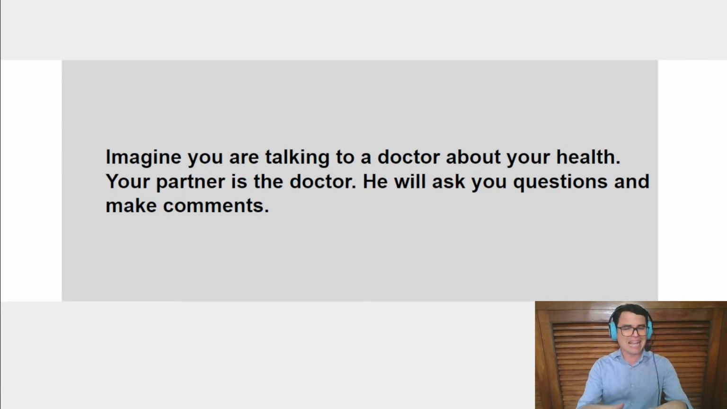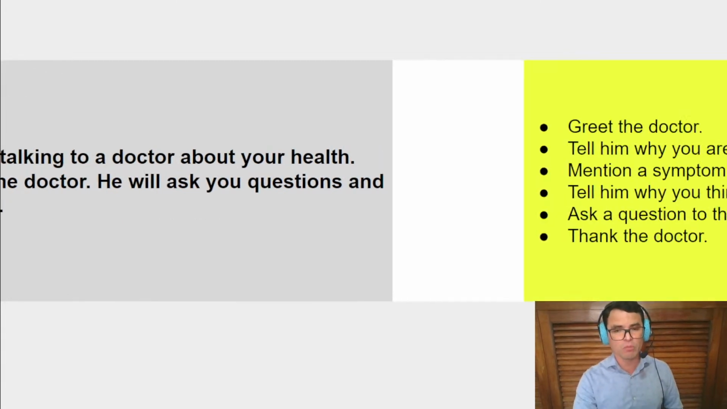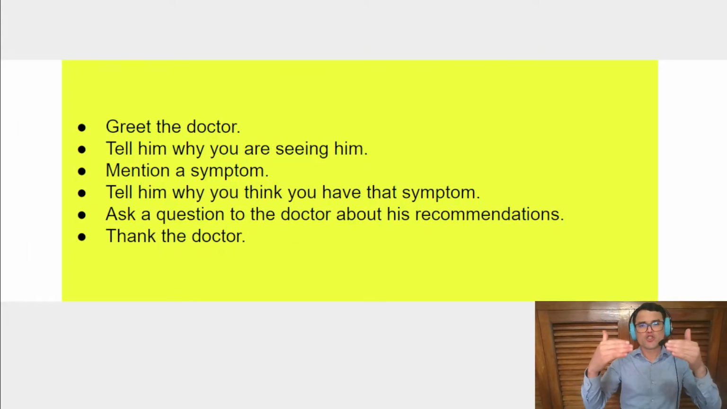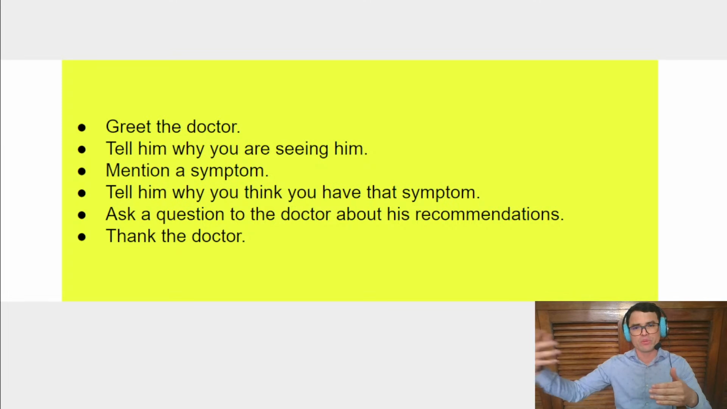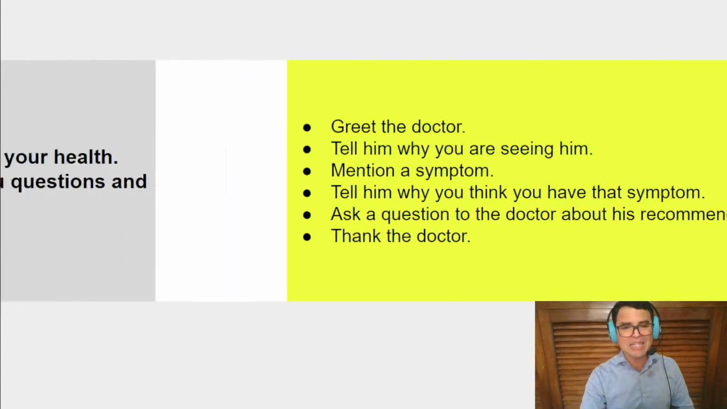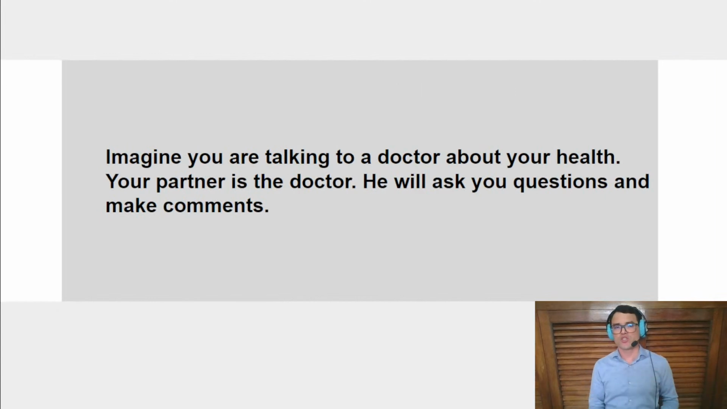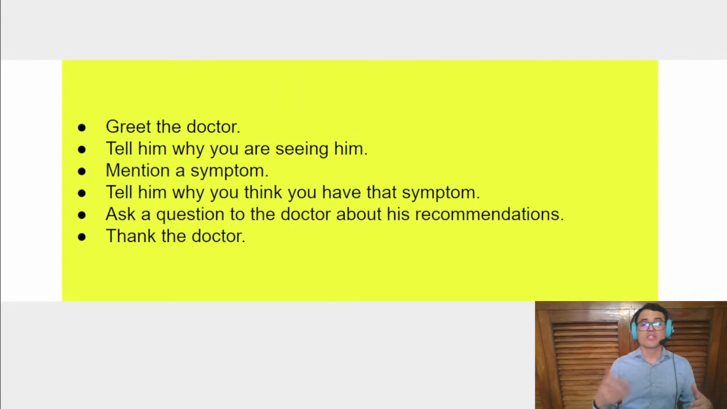you have a speaking task, and there's a description like this. And you have the description, number one, of the task, and then instructions on how to carry out a conversation with a partner. Okay, so you have to use this card to create a conversation between two people based on the instructions. So let's see the instructions here. It says, imagine you are talking to a doctor about your health. Your partner is the doctor. He will ask you questions and make comments. Okay, so these are the instructions. This is what you have to do.